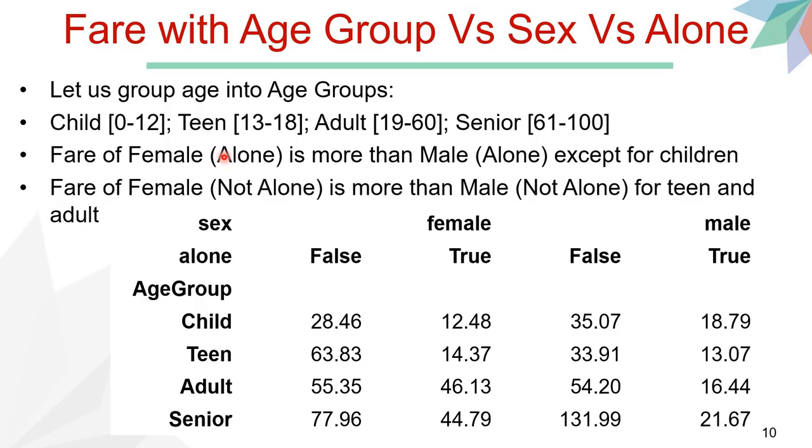The fare of the female alone is more than that of the male, except for the children. So you can see male, and here is the price, right, for someone who is alone, and here is the fare for a female who traveled alone. And you can compare this column with that column. Similarly, if you want to compare for the non-alone travelers, you compare this one with this one here.